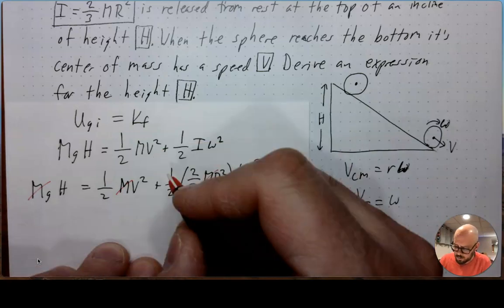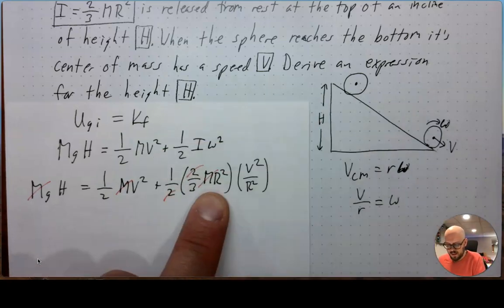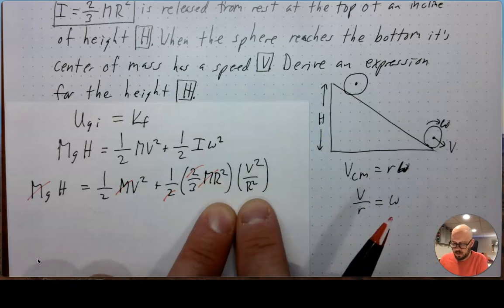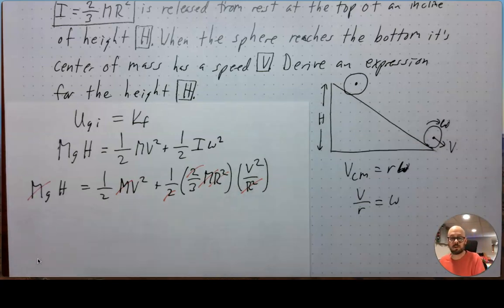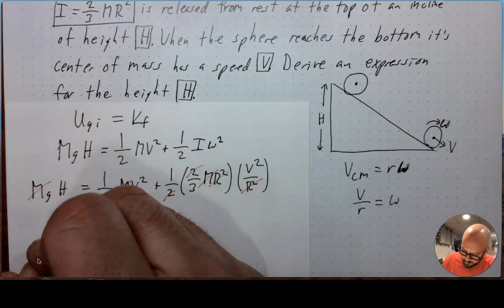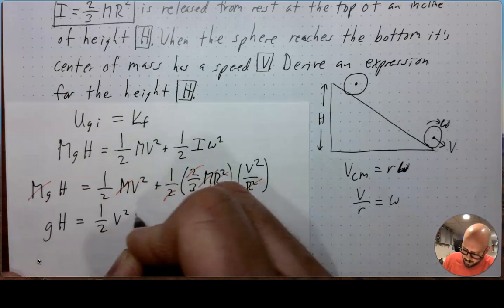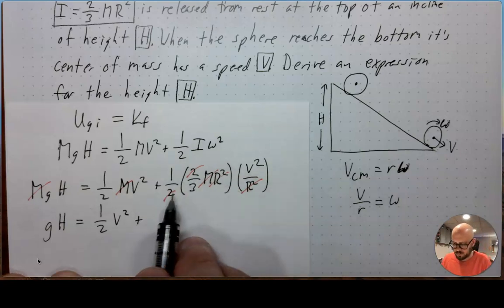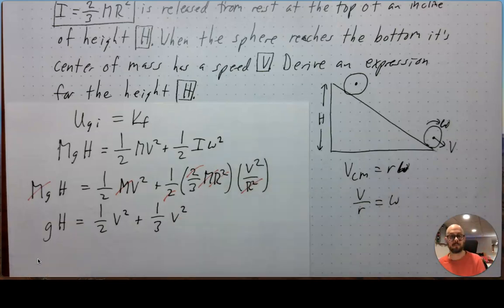This third term has a 2 and a 2, numerator and denominator, so I'll cancel those. And even better, r squared and r squared, so 1 in the numerator and 1 in the denominator. So things get a lot simpler right now. I'm left with g times h equals 1/2 v squared plus, and then what's left here is 1/3 v squared.